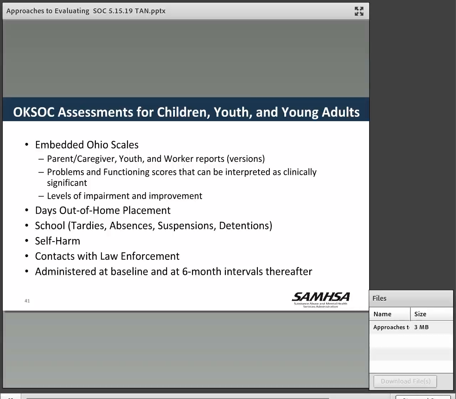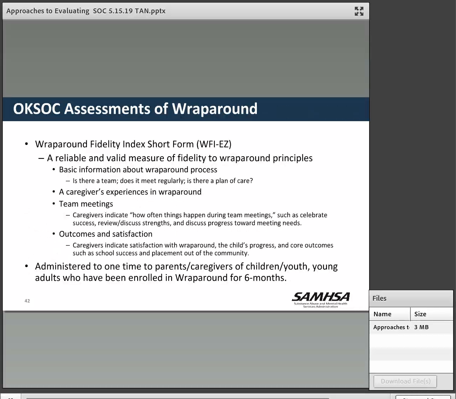It has 3 different versions. It has a parent-caregiver version, a youth version, and a worker version. It looks at problems and functioning scores that can be interpreted as clinically significant, and it looks also at clinically significant levels of improvement at follow-up. And then we added to that, Oklahoma looks at reductions in days out-of-home placement, school measures including reductions in tardies, absences, suspensions, and detentions, reductions in self-harm, reduction in contact with law enforcement, and these Ohio scales are also administered at baseline and at 6 months thereafter.